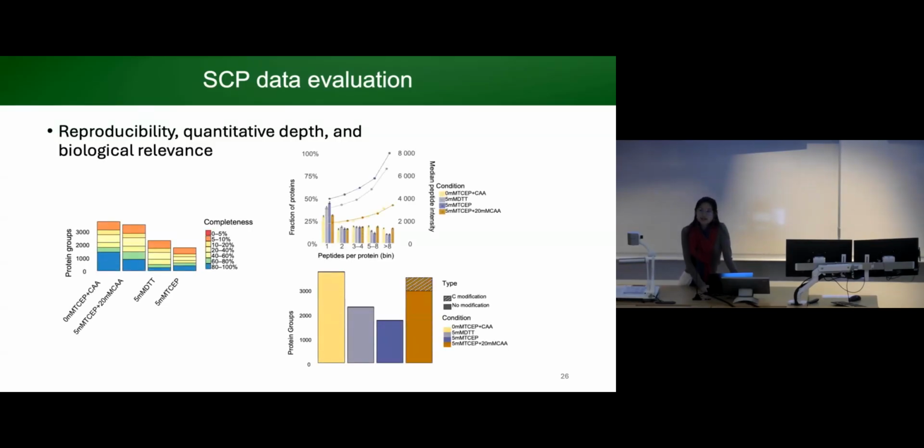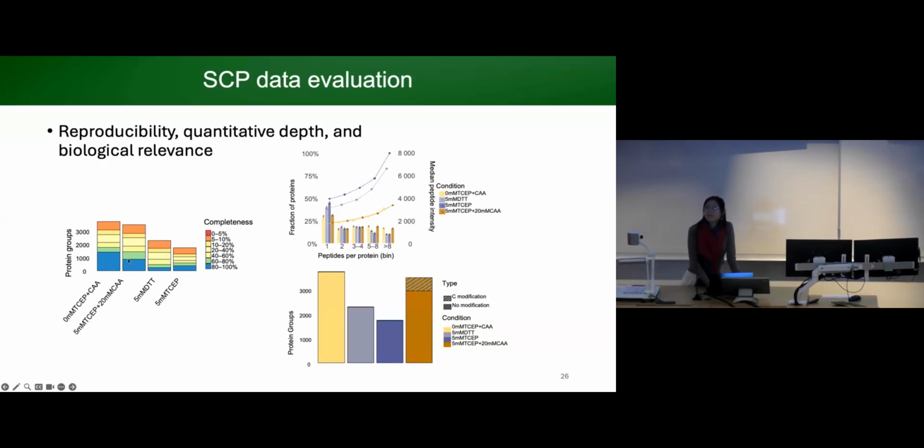Here is when I tested whether or not using reduction and alkylation for sample prep is necessary for a single cell. As I've mentioned, we're really trying to decrease sample manipulation. So I've tested, here is without any reduction and alkylation. This is with reduction and alkylation. The other ones are just reducing only, which we can probably ignore by now.